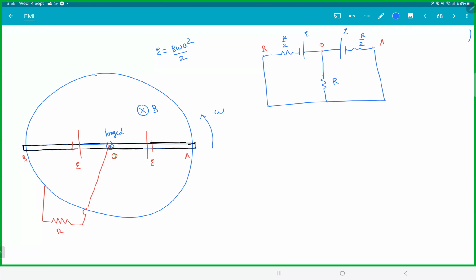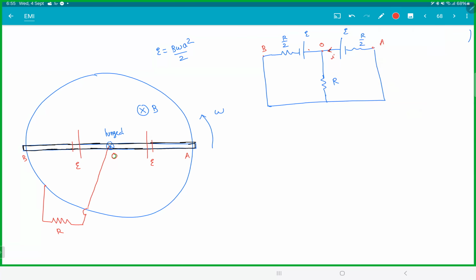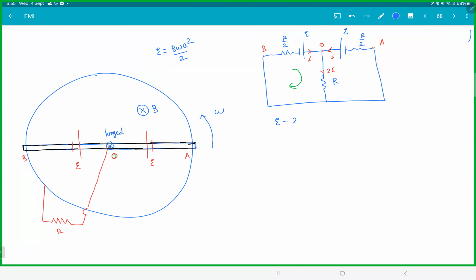It is given the whole rod's resistance is R. That means OA's resistance and OB's resistance is R by 2 each. So now if I try to solve this circuit, let this current be I, let this current be I, so this current will be 2I. Apply Kirchhoff's loop law. We get E minus 2IR minus I into R by 2 is equal to 0. So I is equal to 2E by 5R.